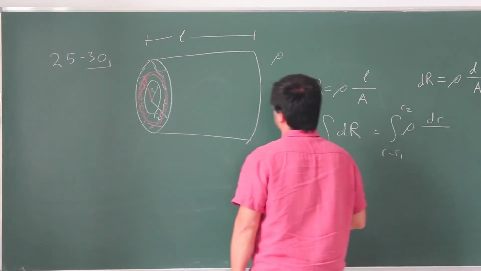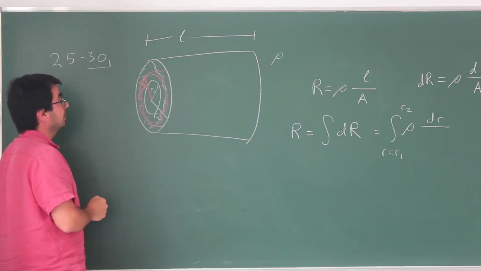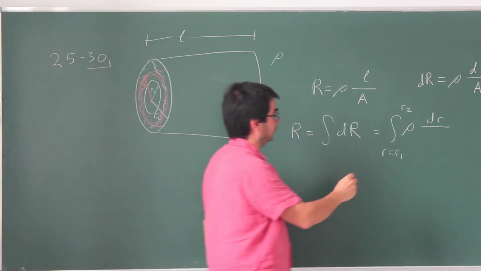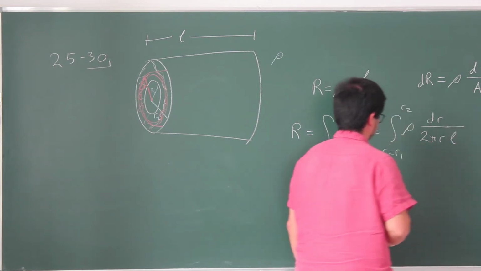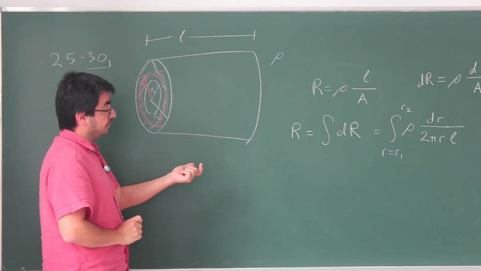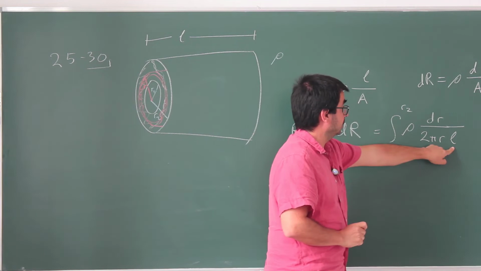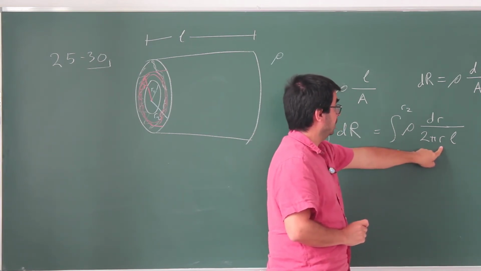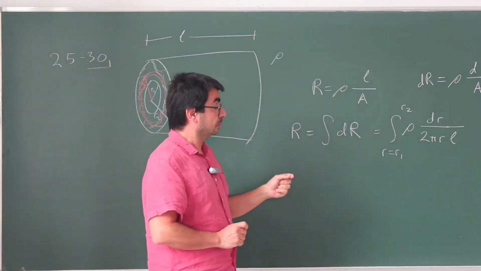And this A is the area of the cylindrical shell that I am currently dealing with, and that is going to be 2 pi r, the circumference, times the length of the cylinder. Okay. And now this is a definite integral. You can take this, this rho, 2 pi and L, they're all constants, you can take them out. The integral of 1 over r is the logarithm of r, and this is going to be the difference of two logarithms that corresponds to the logarithm of the ratios.